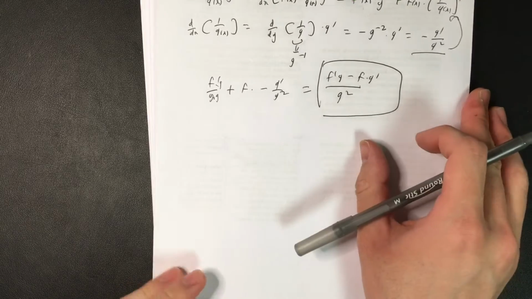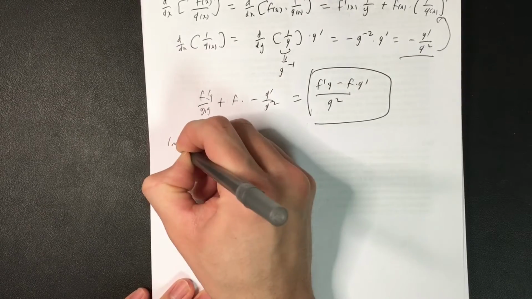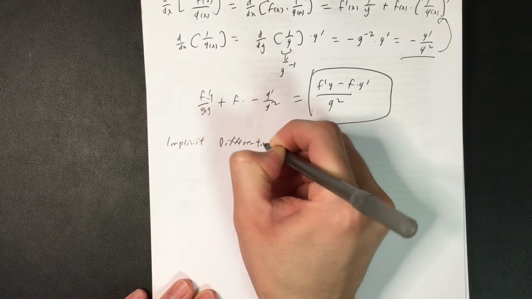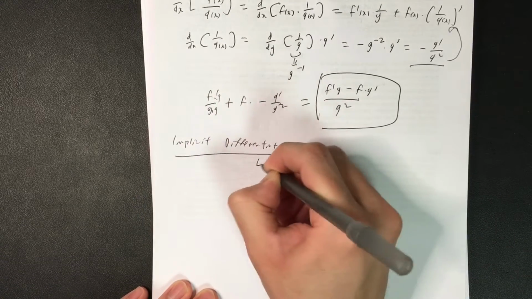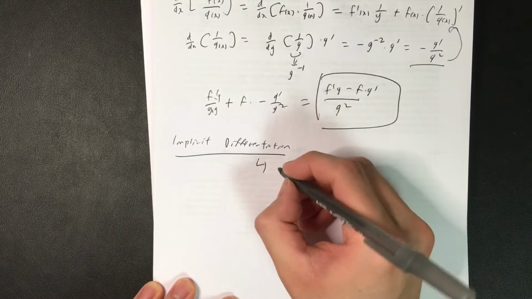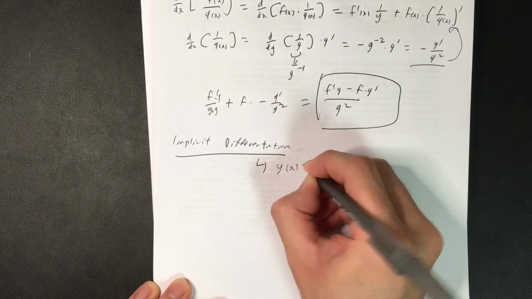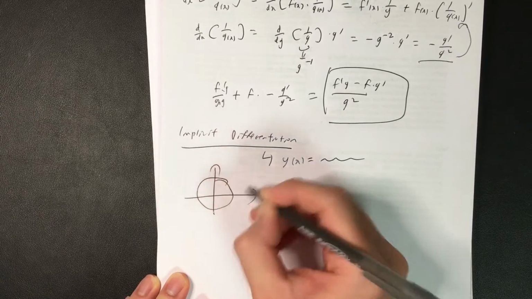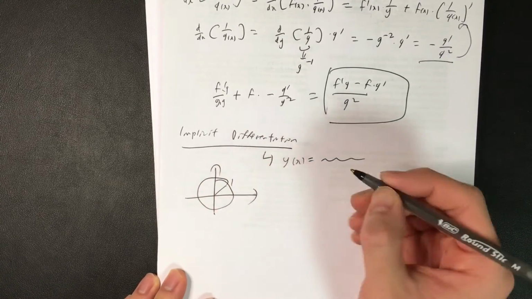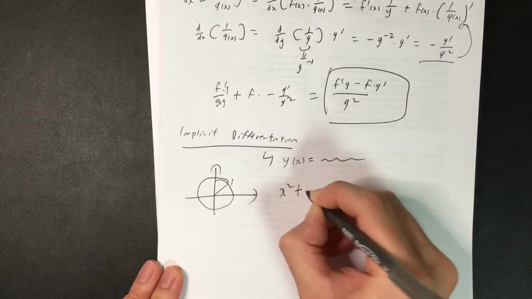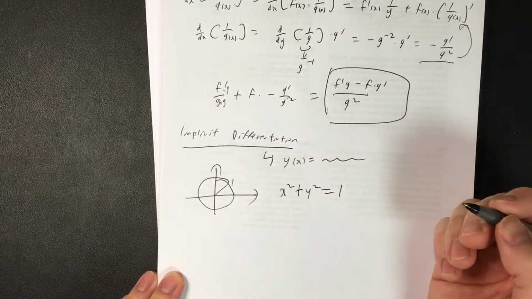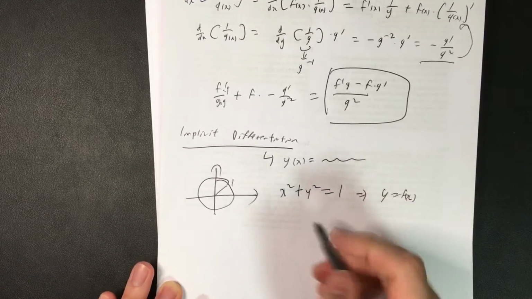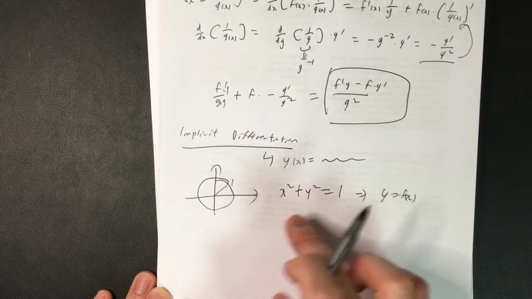Another application of the chain rule is implicit differentiation. Now, this is taking a derivative of an equation that is not in the form of y of x equals something. So for example, the equation of a circle, let's say of radius 1. The equation is x squared plus y squared equals 1. This is not in the form of y equals f of x. Instead, it is an expression of both x and y.